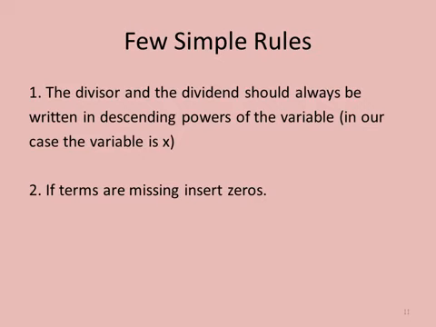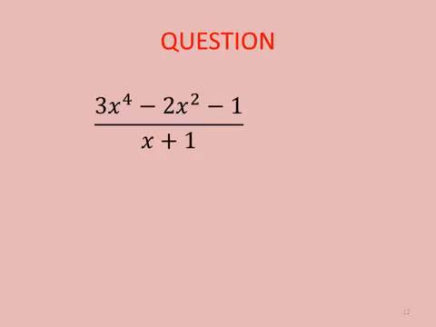There are a few simple rules that you need to be aware of. The divisor and the dividend should always be written in descending powers of the variable. In our case, that variable is x. If there are terms missing, you will need to insert zeros. Let's have a look at an example of this. Here I have 3x to the power of 4 minus 2x squared minus 1 all over x plus 1. We need to write this using the bus stop method.